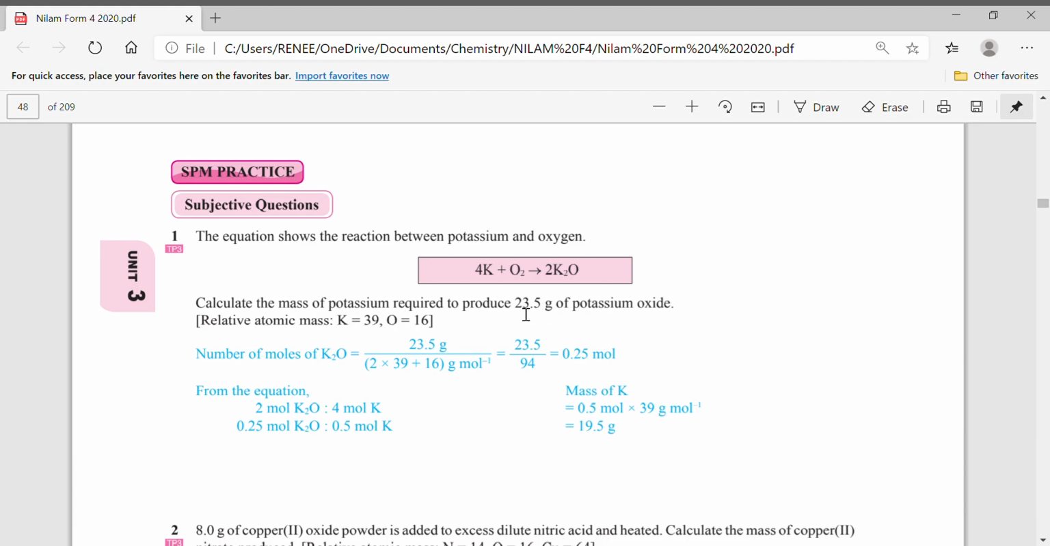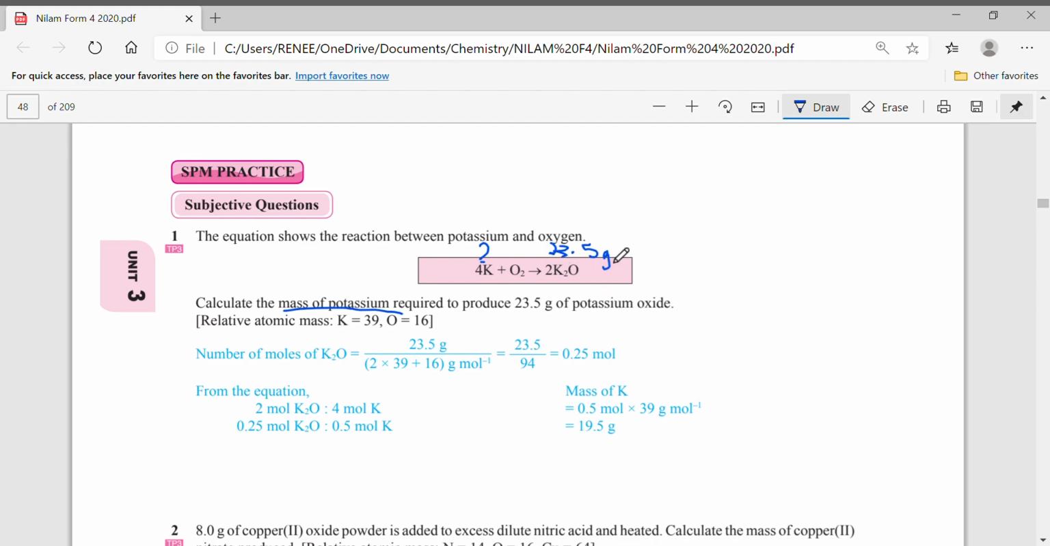So first step is, we need to write the information given in the question. There are 23.5 grams of potassium oxide produced in the equation. So on top, we can write 23.5 grams of potassium oxide. And the question is, calculate the mass of potassium. So above potassium, we can write mass equals what, the question mark.